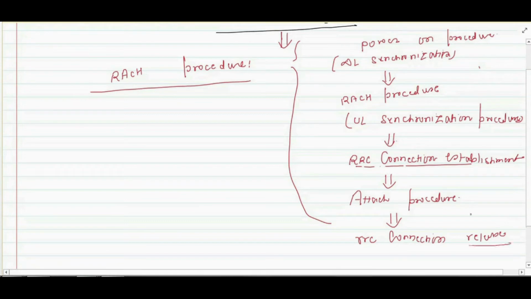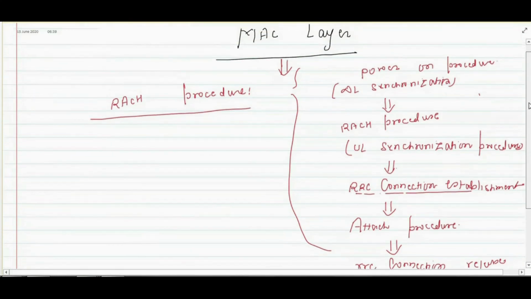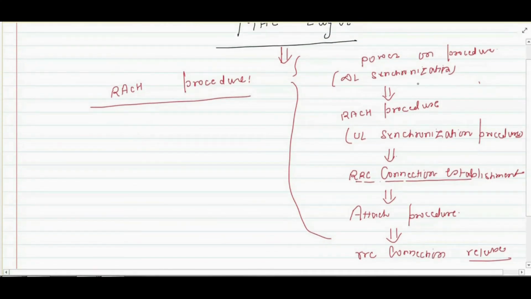This question is asked many times in interviews. They ask simply: from power on until the mobile is registered to the network, tell me what procedures you tested and what the sequence is. So please remember the sequence: power on first, then Rach, then RRC connection establishment, then attach, then RRC connection release. In most interviews, and even when you are working, 50-60% of problems you will face here only.